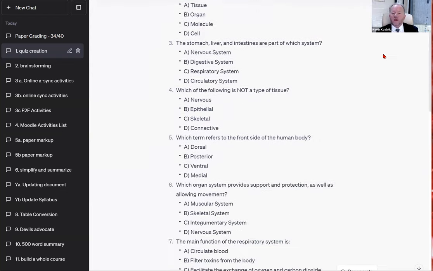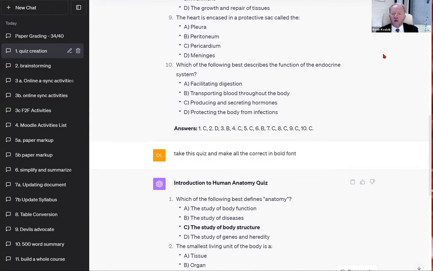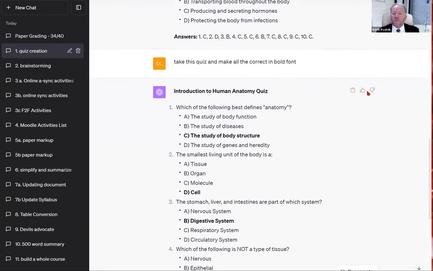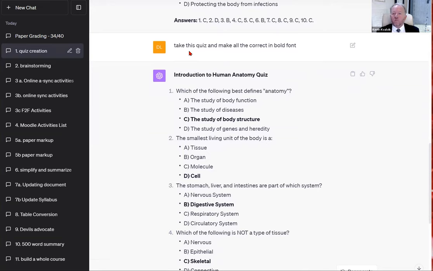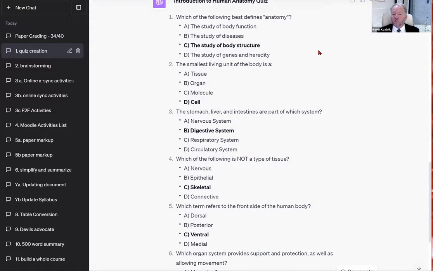Now, the cool thing is if I scroll down, it automatically gives me answers at the bottom. Then I say, take all the correct answers and put them in bold font so I can see that.